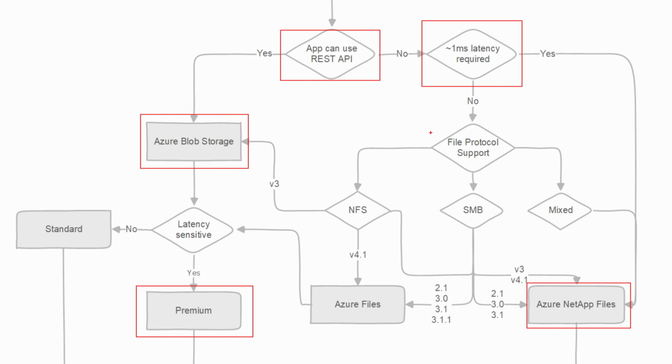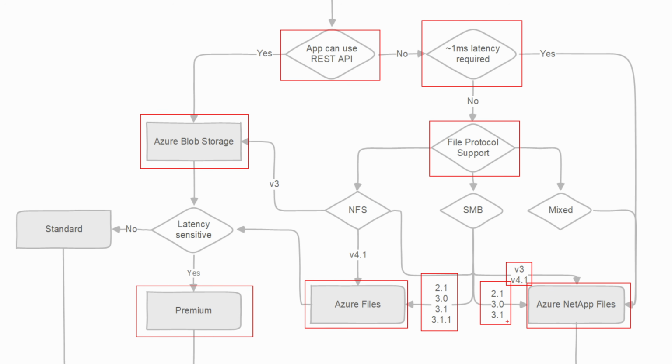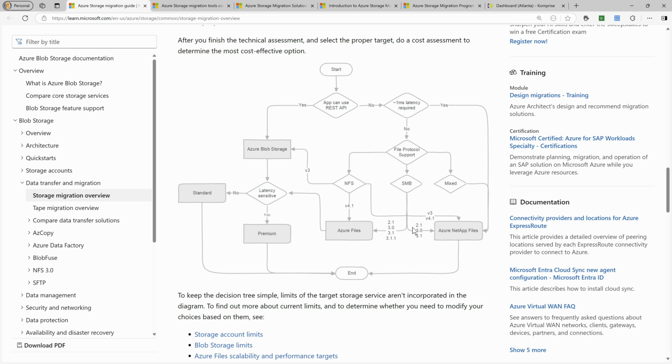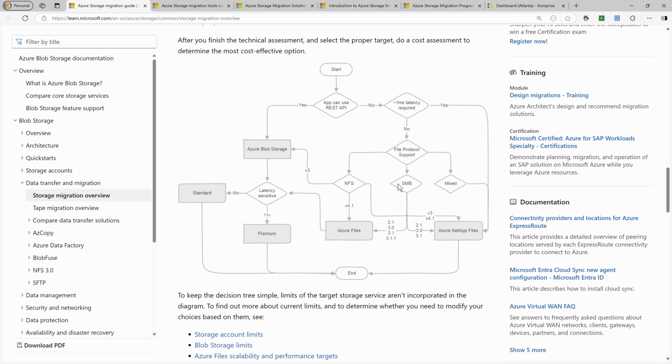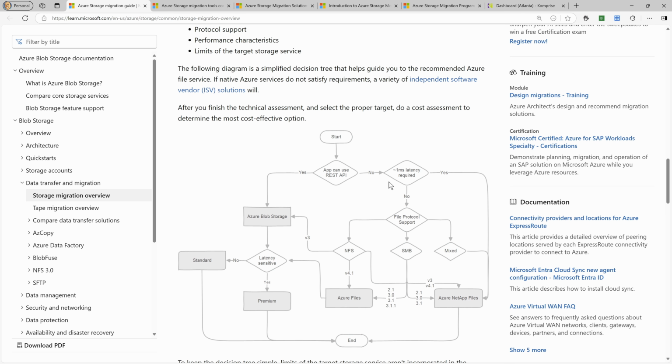Otherwise, what is the file protocol? And this then comes down to if it's NFS, version 4.1 is supported by Azure Files, or 3 and 4.1 is Azure NetApp Files. SMB, they're fairly similar here. But then there are other capabilities as well that can actually come into this. There are some differences between what Azure NetApp Files can do in terms of encryption and permissionings, etc., compared to Azure Files. But this is a fairly nice little chart that can help understand it.